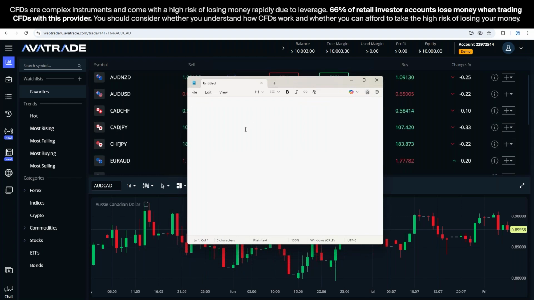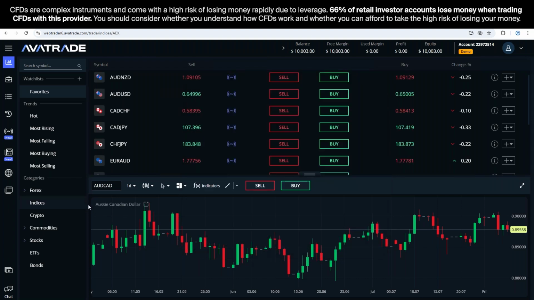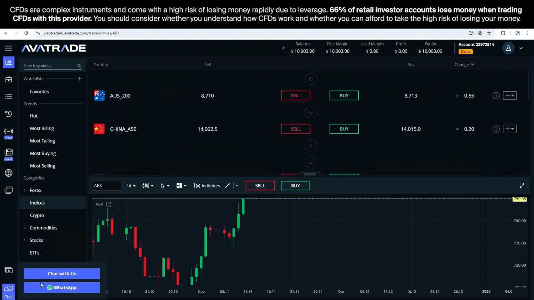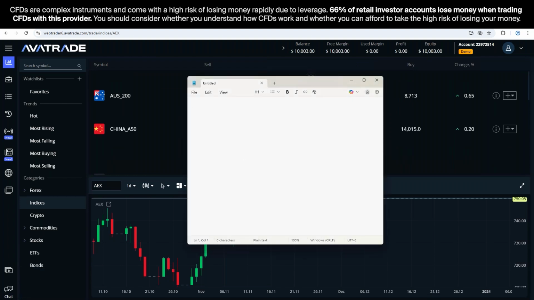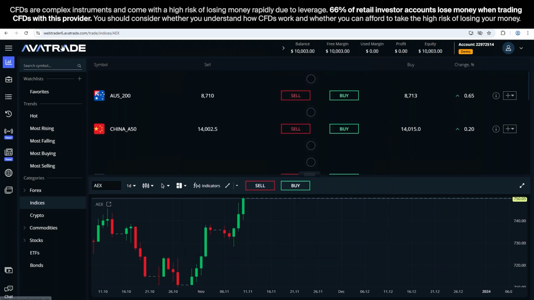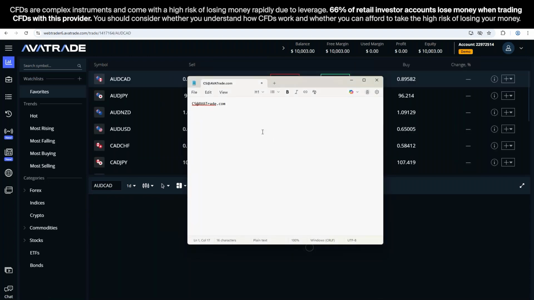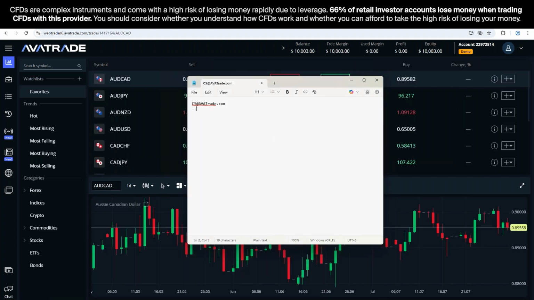In case you have any questions or queries along the way, you can easily access the customer service right here at the bottom left. You can either chat with us or via WhatsApp, whatever communication you prefer. And if you're using a different interface, obviously you're not going to see the button here at the bottom left. So you can directly contact us at cs@avatrade.com for all customer service queries.